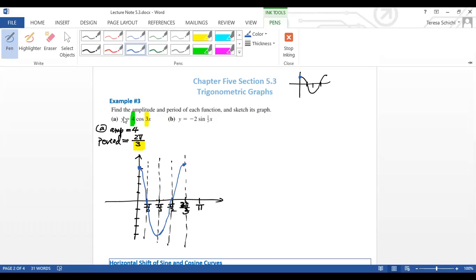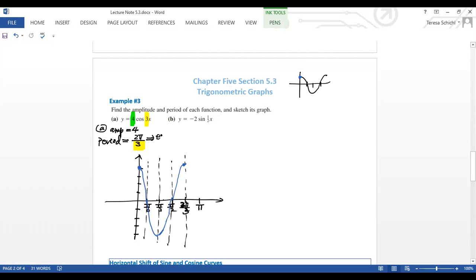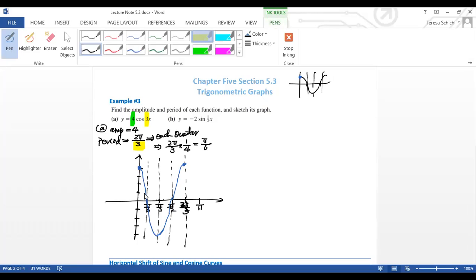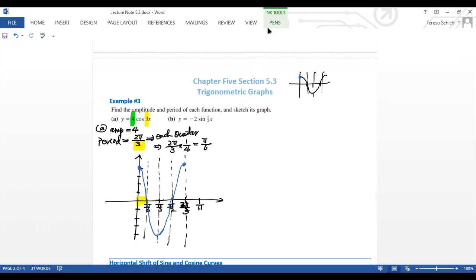So the period is 2 pi over 3, right? Because we know the cosine and the sine are divided into 4 portions, each quarter will be 2 pi over 3 divided by 4, so it's pi over 6. That means for each one here, this is pi over 6, and here, this is pi over 6. That's what happens here.